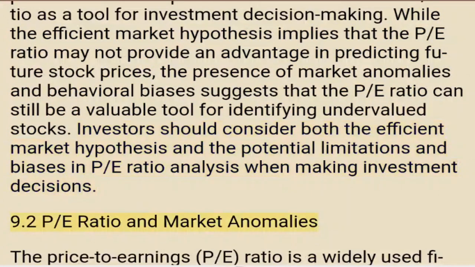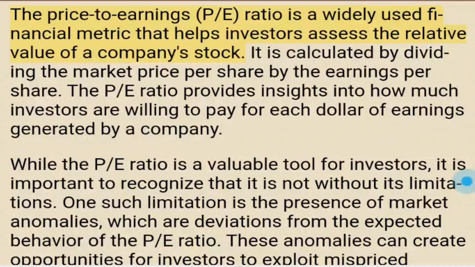9.2 P/E ratio and market anomalies. The price-to-earnings (P/E) ratio is a widely used financial metric that helps investors assess the relative value of a company's stock. It is calculated by dividing the market price per share by the earnings per share. The P/E ratio provides insights into how much investors are willing to pay for each dollar of earnings generated by a company.